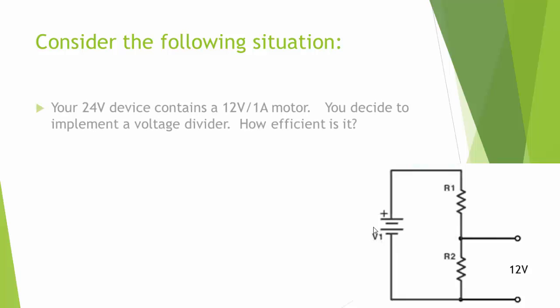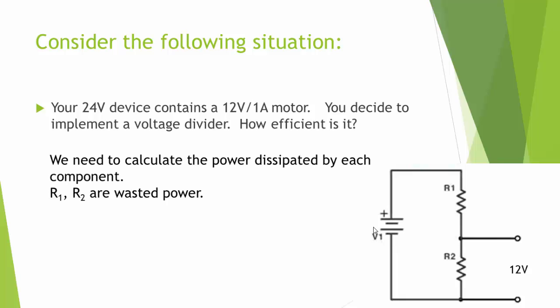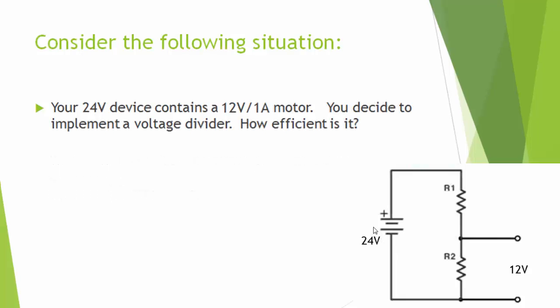So let's consider a situation where we've got this 12-volt, 1-amp motor, because, of course, motors use lots of current. Let's imagine designing a voltage divider to support this application, and let's ask ourselves, how efficient would it be? Well, it's easy enough to do this by calculating the power dissipated by the three different components. R1 will dissipate power, R2 will dissipate power, and our motor will dissipate power. But R1 and R2 just go to heat. They're just wasted. Okay, so let's try to calculate the efficiency of this then.